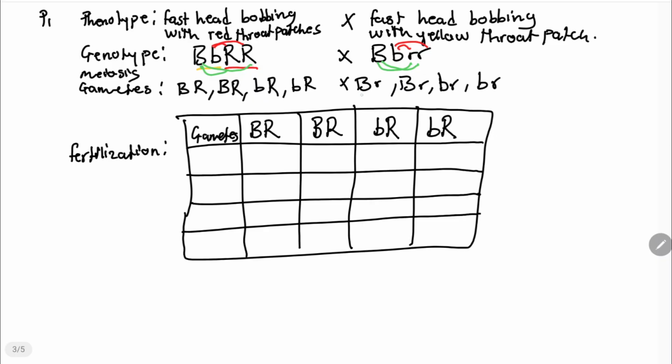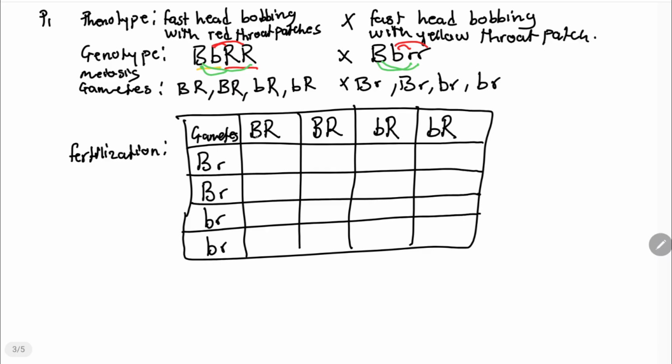Now we take the gametes of the female parent and we write them below the word gametes. So it will be capital letter B, small letter r, capital letter B, small letter r, small letter b, small letter r, small letter b, small letter r. It will be like that. And then we come to this box.